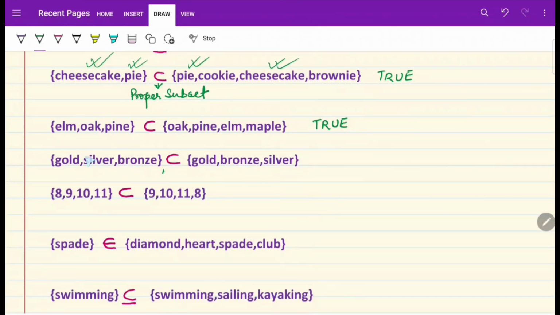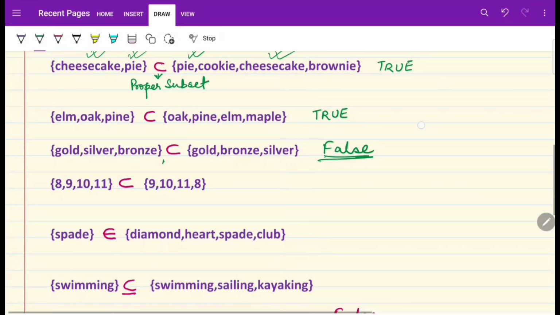It has a subset which contains elements gold, silver, and bronze. Is it a proper subset of the set gold, bronze, and silver? This is a false statement because the subset is the same as the set, correct? It is a subset, but it is not a proper subset, correct? By the definition of a proper subset, the set cannot be in the list of subsets, correct? So that's why this is a false statement.